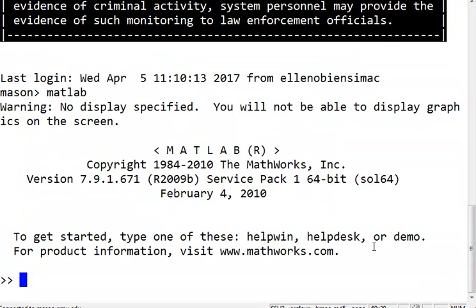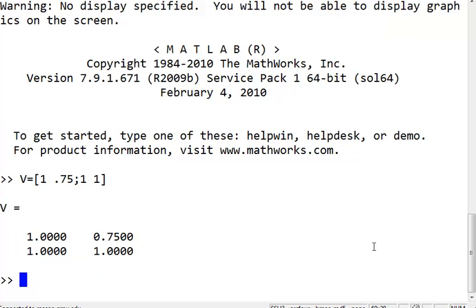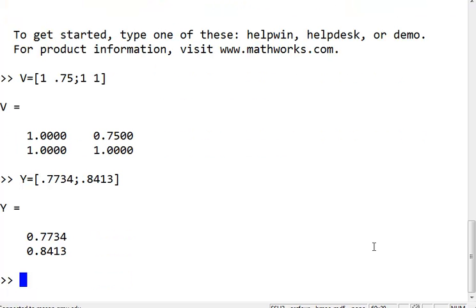So I'll type in the matrix V, 1, 0.75, and 1, 1. And I'll type in the matrix Y. That's the column of constants there, and that is 0.7734 and 0.8413. And that's all I need for my calculation. I'm going to pack these coefficients into a matrix called C, inverse of V times Y.